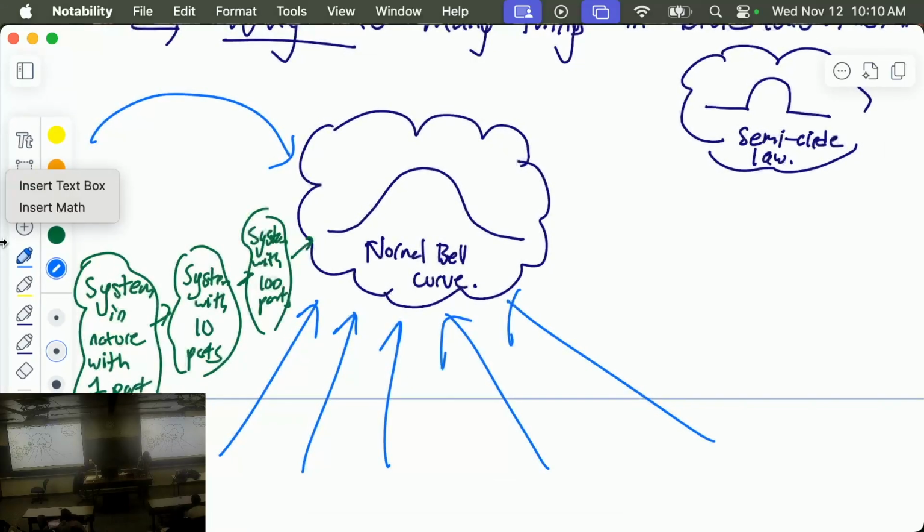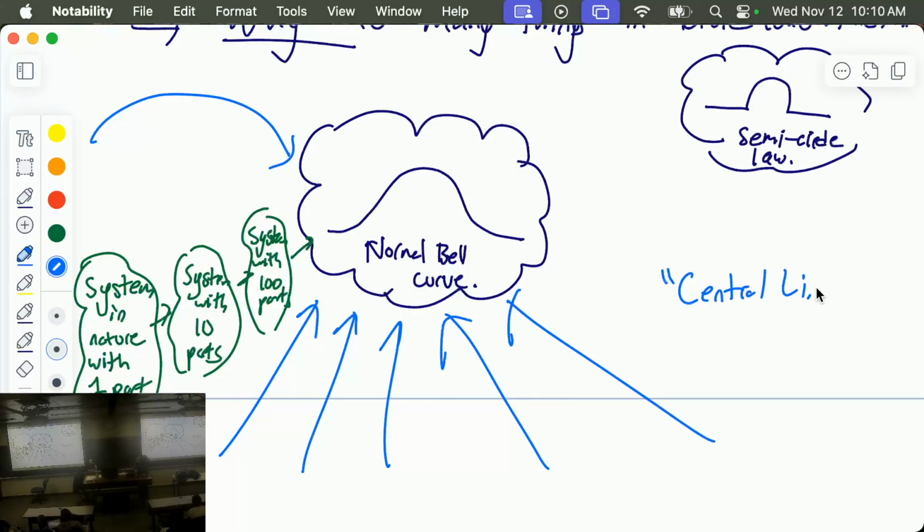We are going to explain this. There's a famous theorem that does this, called the central limit theorem, that says essentially this. We're going to do it in more detail soon. But it says, very roughly, the more parts, the closer you get to the normal.